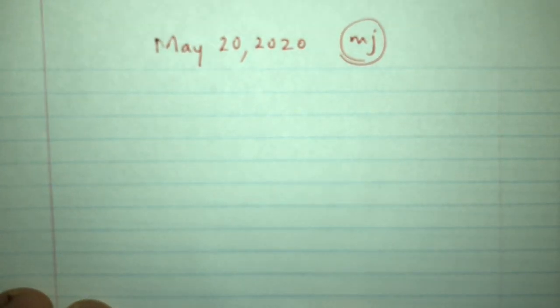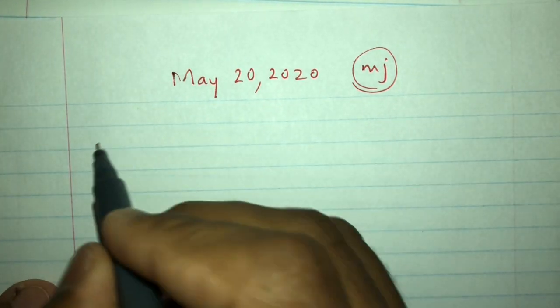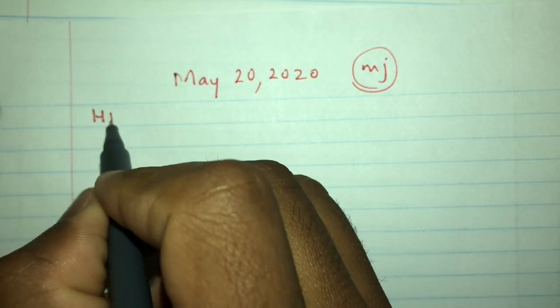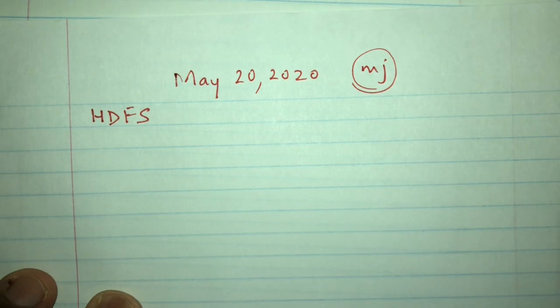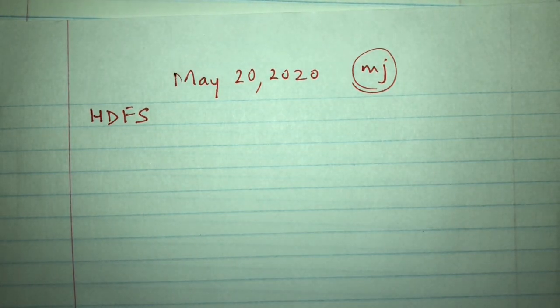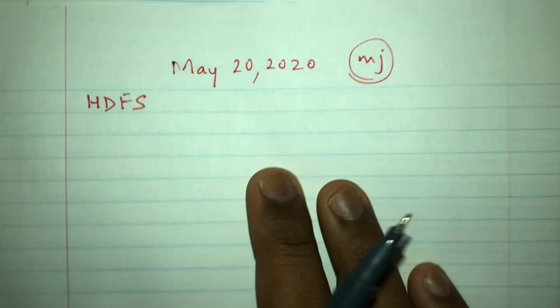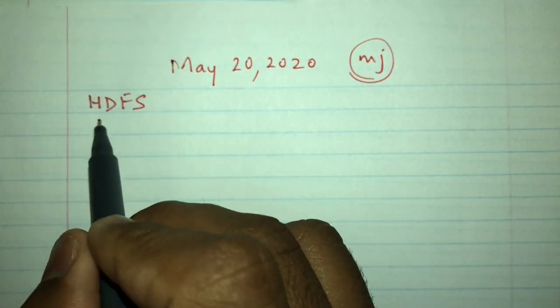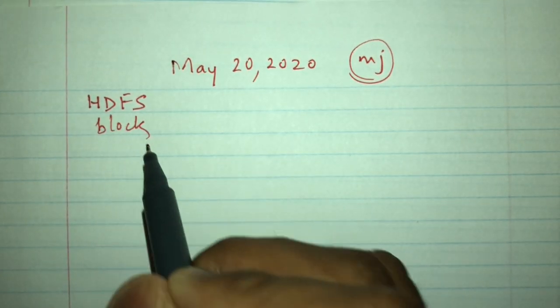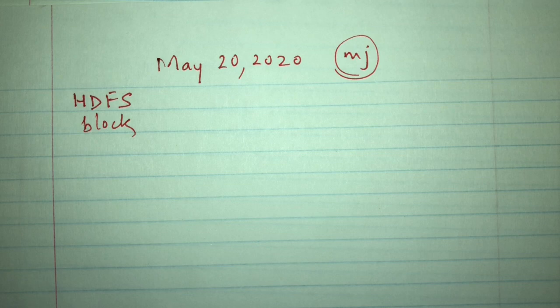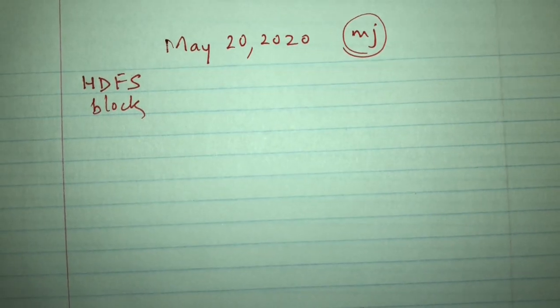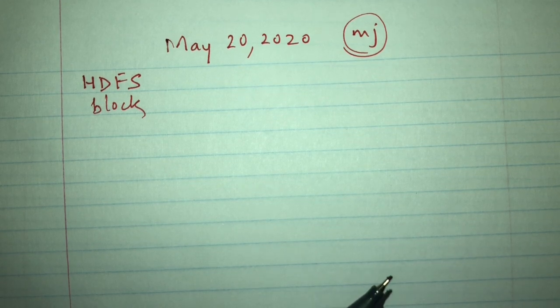So in the last video we introduced what HDFS is, and we saw the basic concepts of HDFS, such as what you mean by block, read and write of a file, what a replica is, what the replication factor is, and what you mean by name node, data node, secondary name node, and heartbeat.